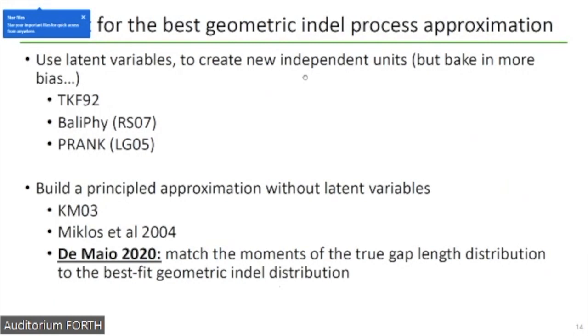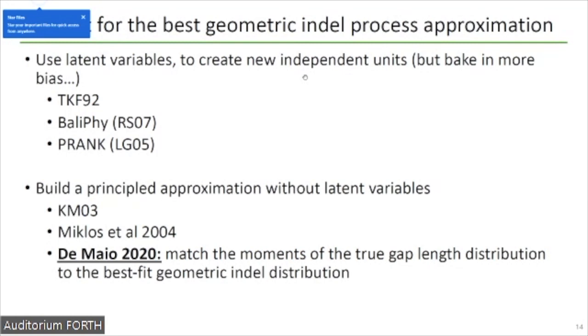We have a class of models that introduce these latent variables, such as the TKF92 model, which introduces these indivisible fragments. And by introducing these latent variables, we're able to introduce these new independent units and find finite time equations. But this does bake in a little bit more bias into our model.